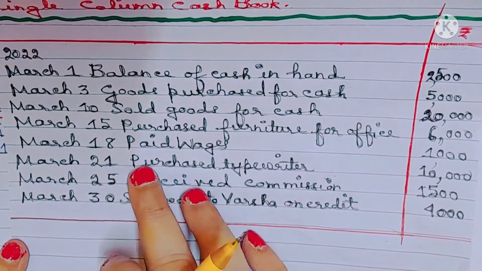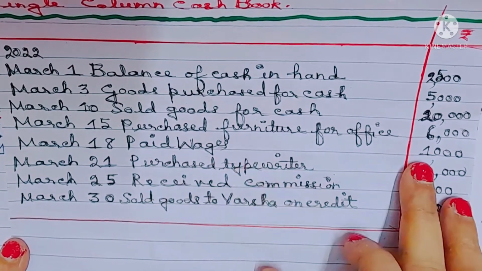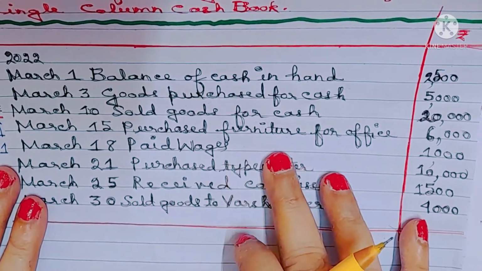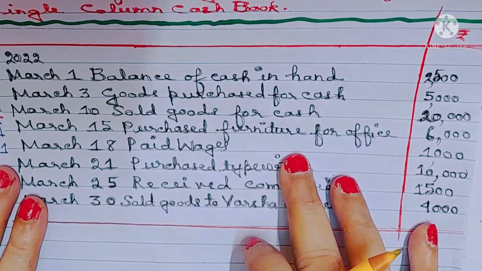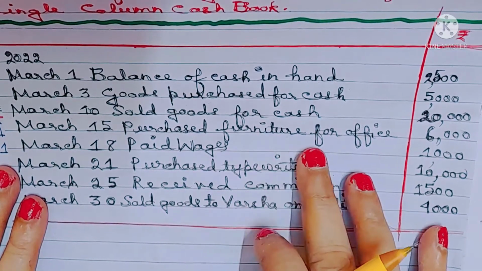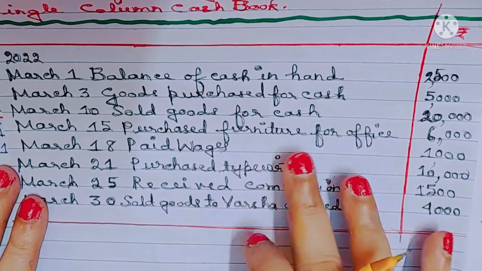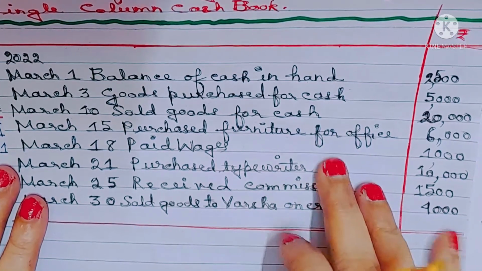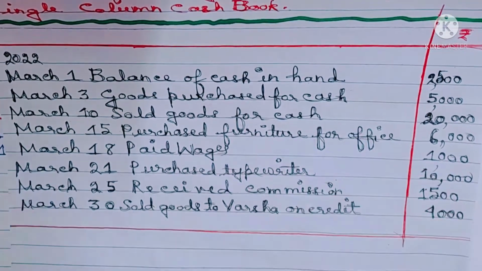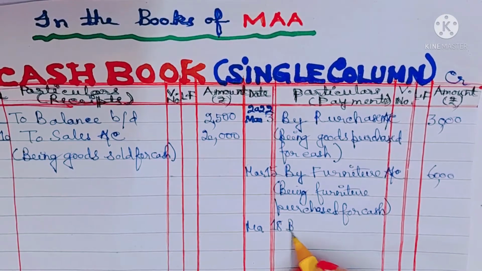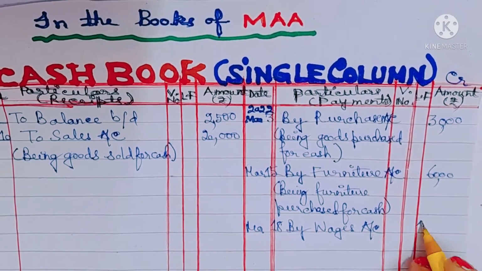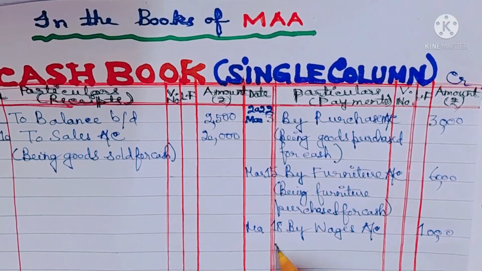The next transaction is on 18th March, paid wages 1,000. So what will be the journal entry? The journal entry will be wages account debit to cash account. What is the position of cash account? Since the cash account is on the credit side, wages account will be on the credit side as well. So we'll have to write on the credit side of cash book by wages account 1,000. Okay, so let's write 18th March by wages account 1,000. So let's write down the narration, being wages paid.